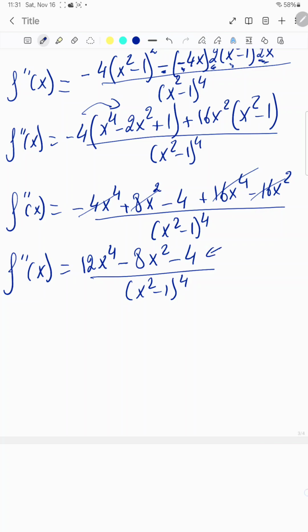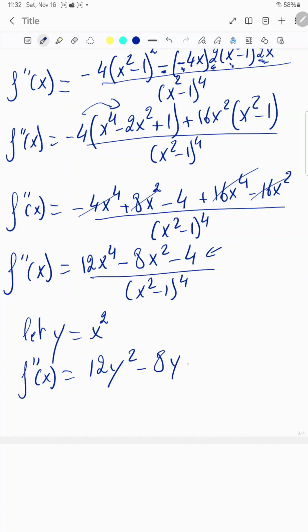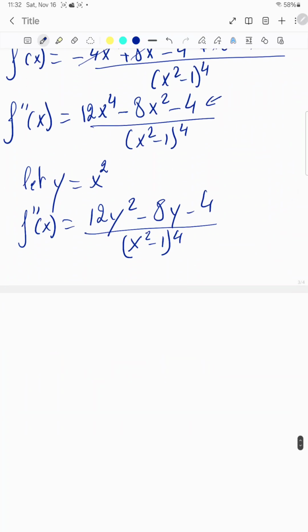Now I can make my numerator a quadratic function by saying let y equal x to the power of 2. So my f second of x is equal to 12y squared minus 8y minus 4, divided by x squared minus 1 to the power of 4. And now let's find my y1 and y2. I'm sure you remember from previous years, for a quadratic function, my y is equal to minus b plus or minus the square root of b squared minus 4ac, divided by 2a.